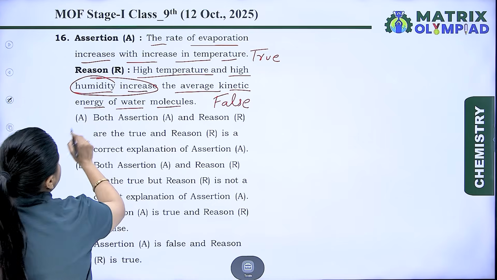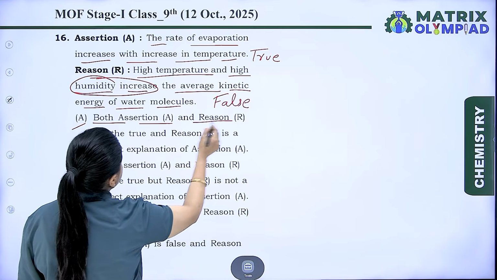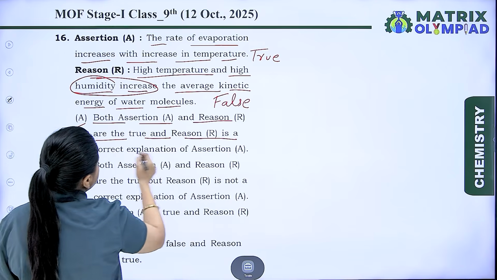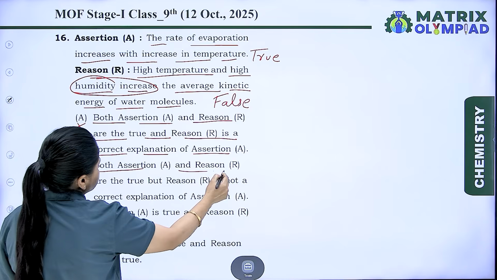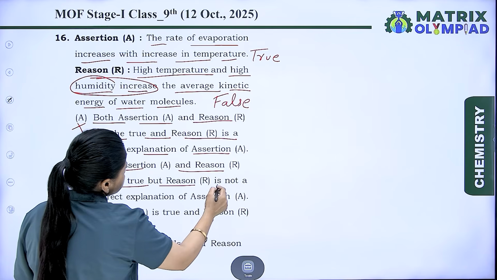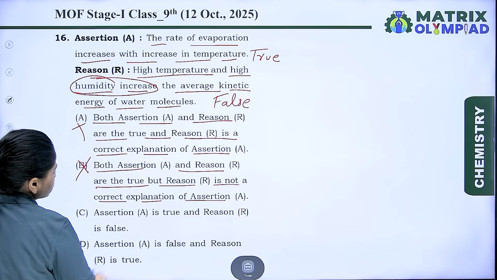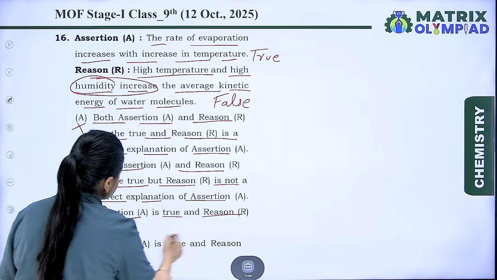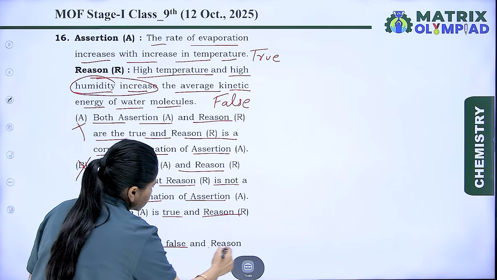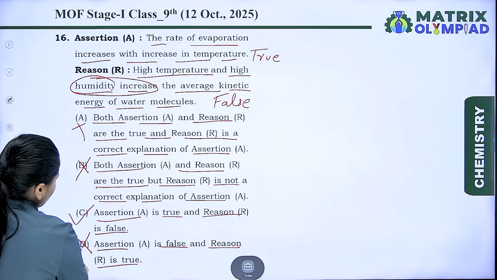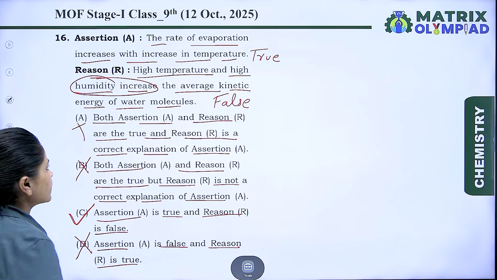So, check the answers. Option A, both assertion and reason are true and reason is a correct explanation of assertion. This is wrong. Both assertion and reason are true, reason is not a correct explanation of assertion. No, it is also wrong. Assertion is true and reason is false. Yes, this is the correct option. Assertion is false and reason is true. No, this is the wrong option. So, the correct answer is option C. Let's take the next question.